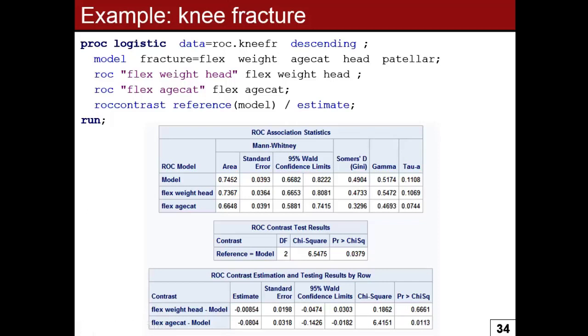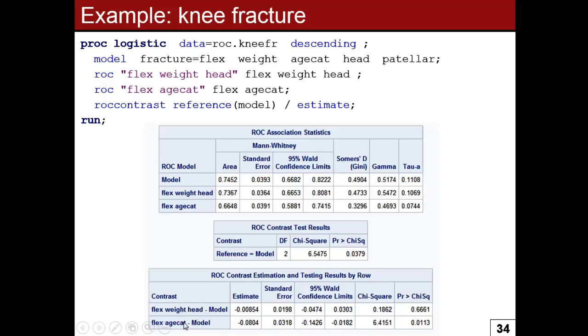So these are like the likelihood ratio test, chunk test kind of ideas from before, but now we're applying it to ROC curves. Notice when I drop, this is actually a different model, a model that had only flex and age cat, so it's just different covariates, but you can imagine it could have been one that dropped head only or something.